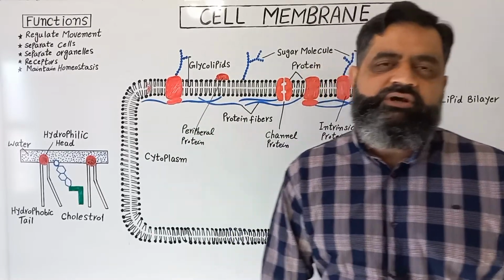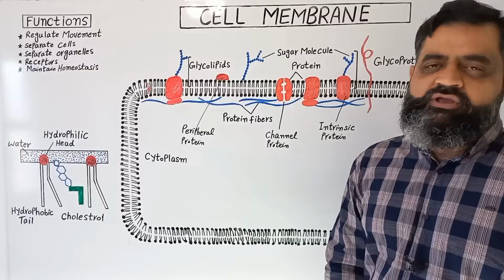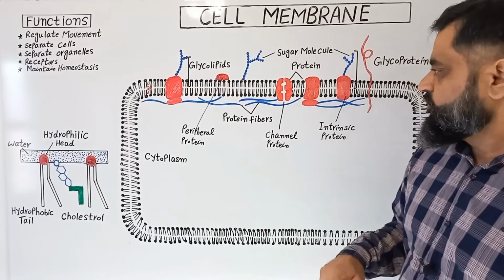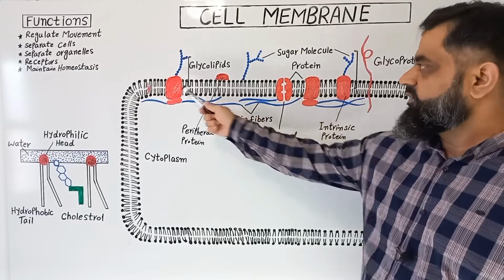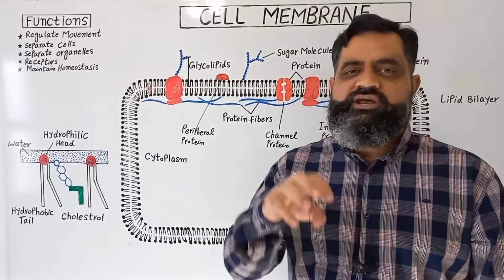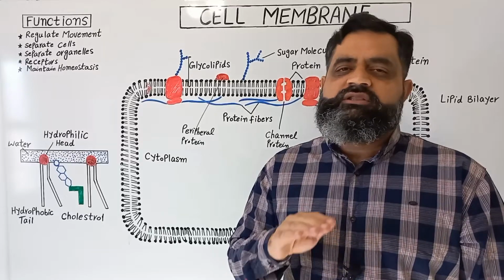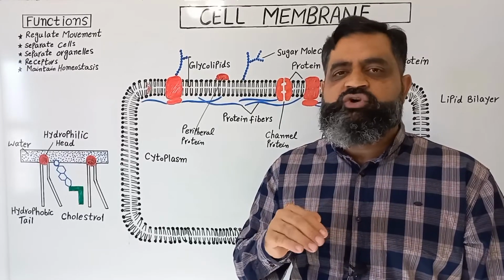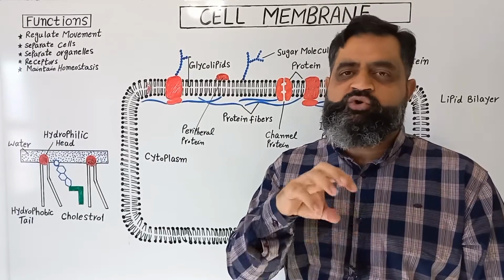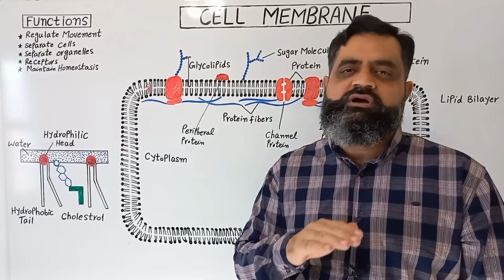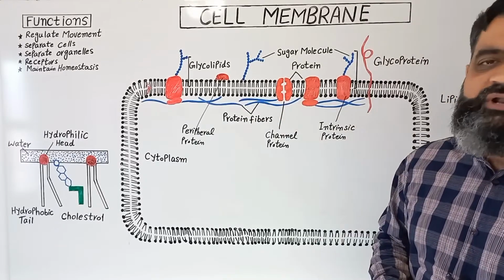The second component of the plasma membrane is protein molecules, which are located in different regions of the plasma or cell membrane. There are different types of protein molecules. First of all, I am going to discuss intrinsic proteins. You can see intrinsic proteins right over here, and right over here. These are protein molecules embedded in the lipid bilayer, just like icebergs floating in seawater. That is why this model is also known as the fluid mosaic model. In the same way, these protein molecules are embedded and floating in the lipid bilayer, which also provides flexibility and fluidity to the plasma membrane.